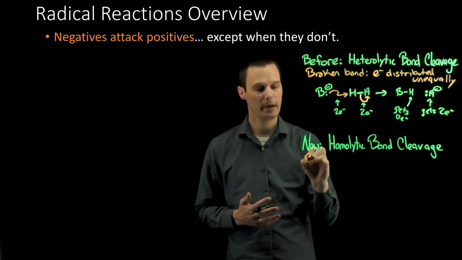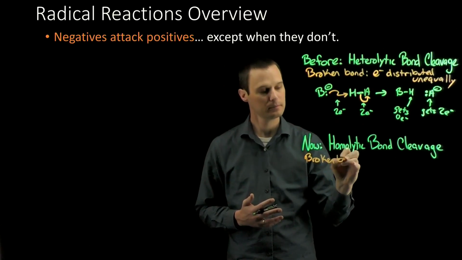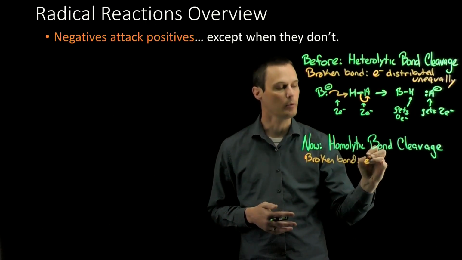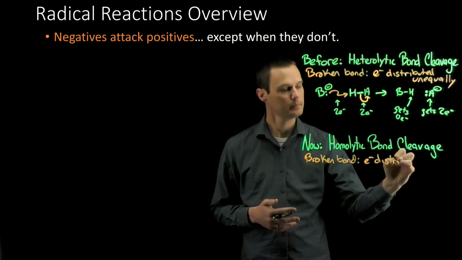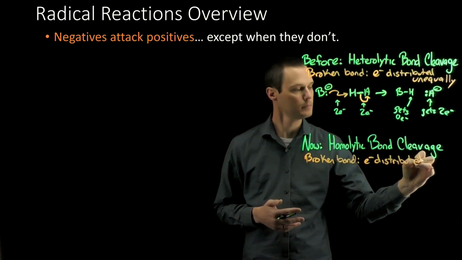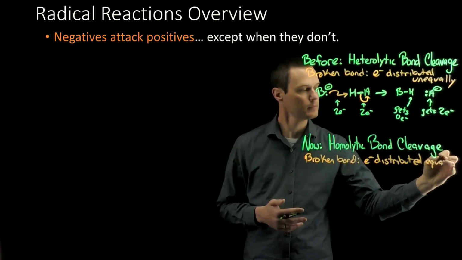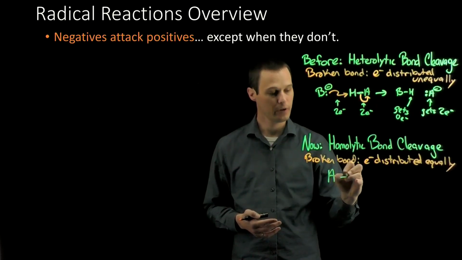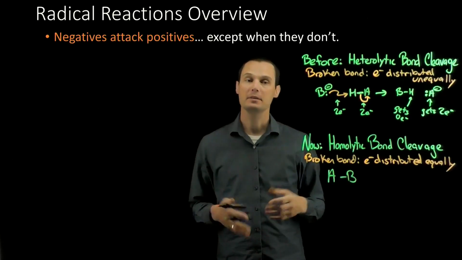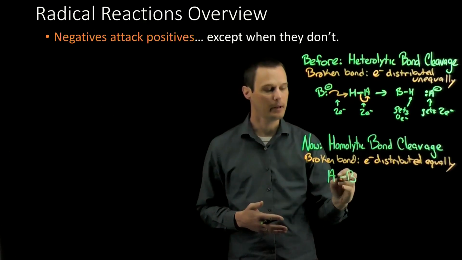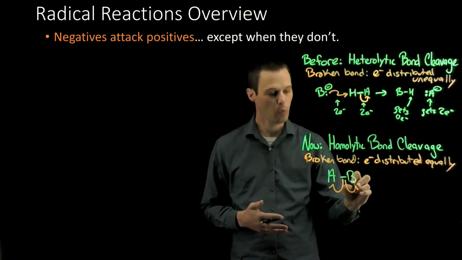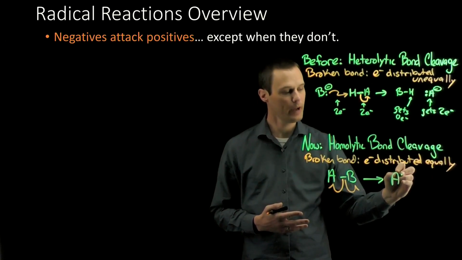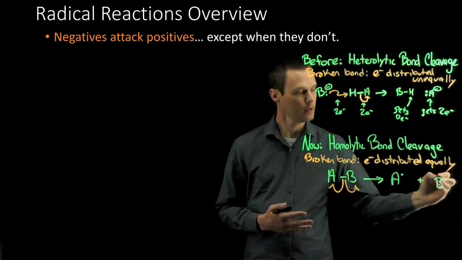Homolytic bond cleavage says that when a bond breaks, the electrons are distributed equally between the two atoms in that former bond. So if we look at a bond between two generic atoms, A and B, when we break this bond with homolytic bond cleavage, we're going to push one electron from that bond onto each of the two atoms. And we're going to form two radicals, radical A and radical B.